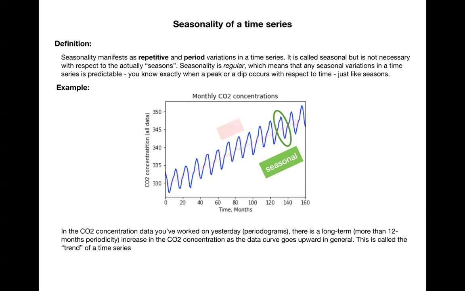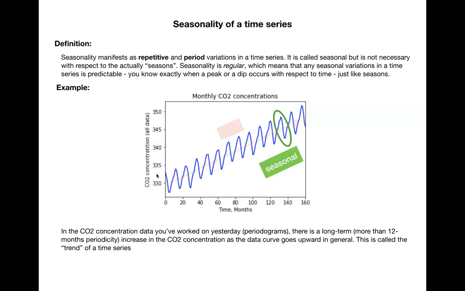The next one is called seasonality. Seasonality manifests as repetitive or periodic variations in a time series. It's called seasonal, but it doesn't necessarily always mean seasons. Seasonal just means regular. So it has a fixed periodicity. For example, you know exactly when a peak or a dip is going to occur.